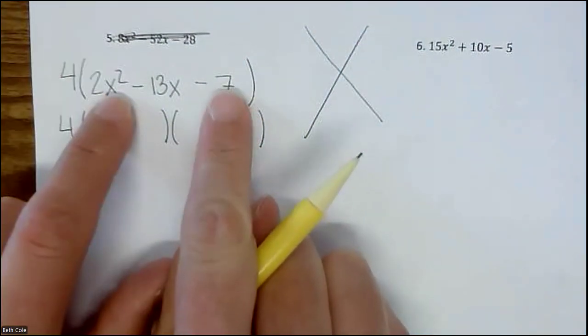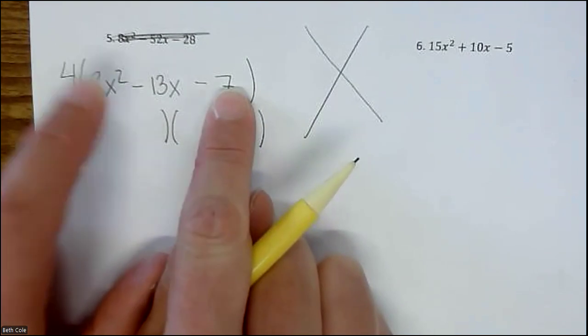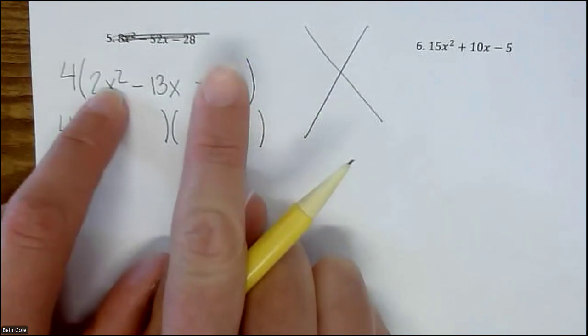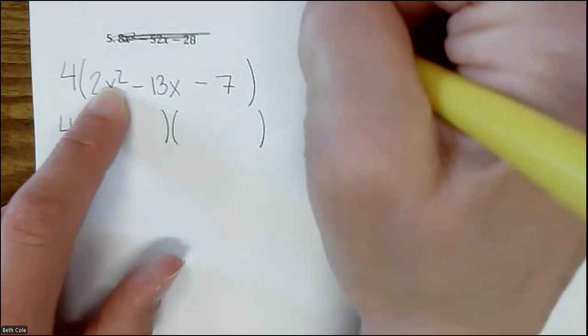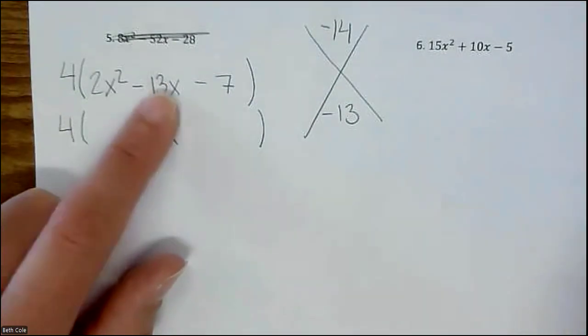You're going to multiply the first and last number. Do you see the ones I'm pointing at? So it's 2 times -7. Good. -14. Nice job. -13 goes on the bottom.